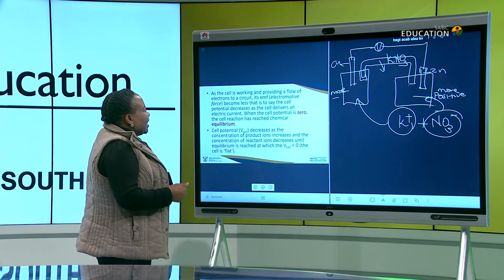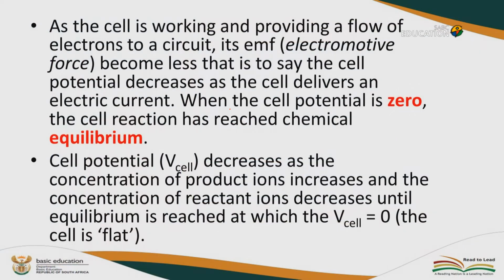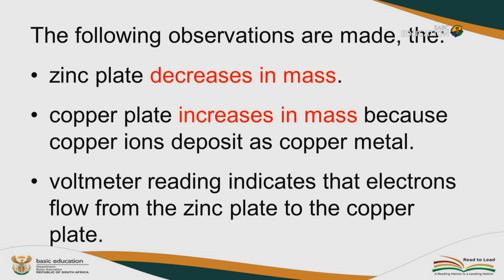So the cell voltage will decrease as the concentration of the product ions increases and the concentration of the reactant ions decreases, until equilibrium is reached. This is what I was trying to explain in the previous slide: what do we mean by the product ions? We know that the product ions are the zinc ions in this specific cell, and the reactant ions are the copper ions. And then when it reaches equilibrium, the V cell will read 0.